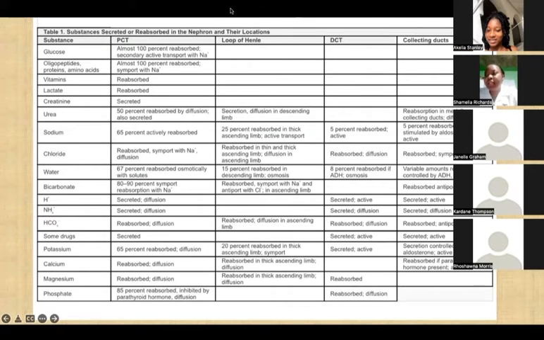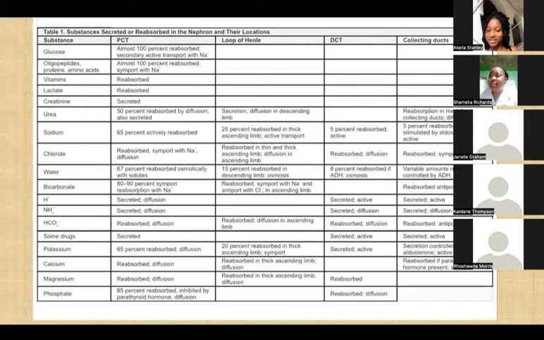For the loop of Henle, we have sodium 25% reabsorbed in the thick ascending limb by active transport. For chloride, it's reabsorbed in the thin and thick ascending limb, by diffusion in the ascending limb as well. For water, we have 50% reabsorbed in the descending limb, with osmosis taking place. Bicarbonate is reabsorbed, symport with sodium and antiport with chloride in the ascending limb.